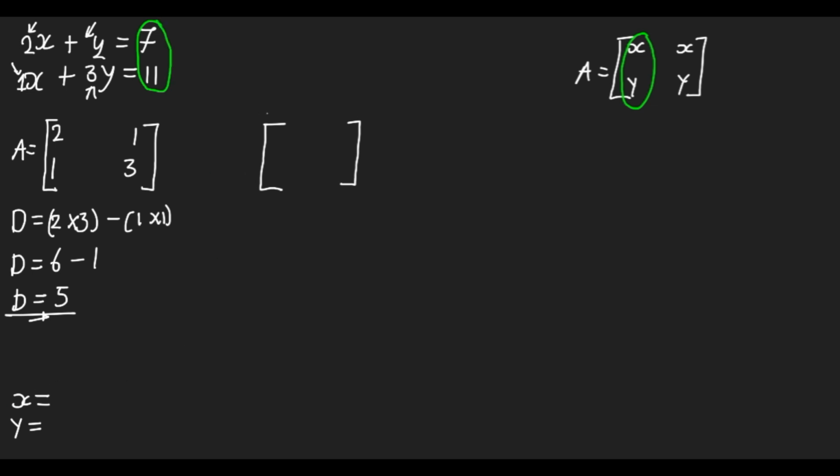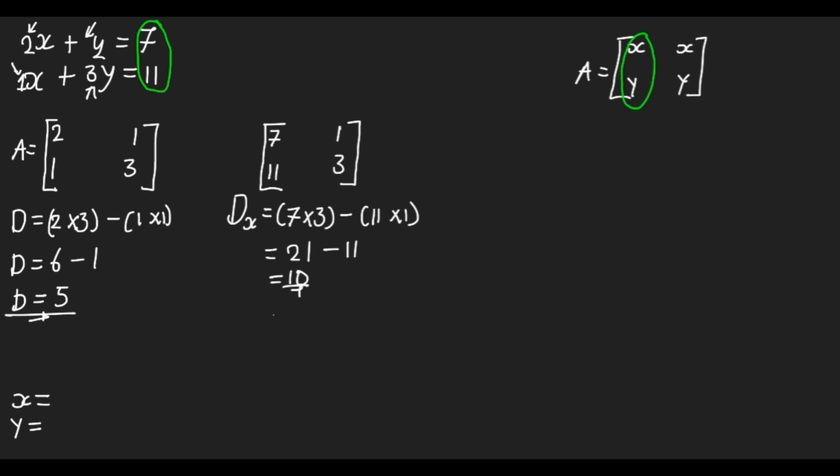So let's solve for x. So here we put 7, then here we have 11, then the other column will remain like that, 1 and 3. Then from there, we can now find the new determinant, but this determinant will have x here, denoting that we are finding the one that will give us the value of x. So we can say that it's 7 times 3 minus 11 times 1. 7 times 3 is 21, minus 11 times 1, that is 11. 21 minus 11 is 10.